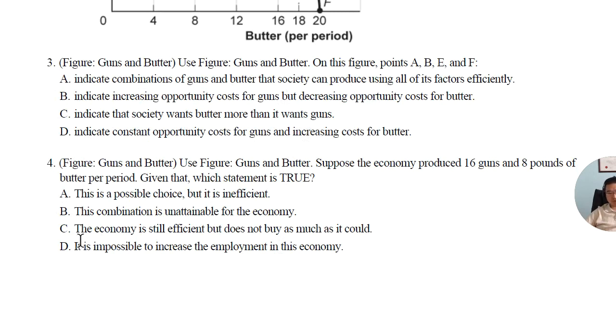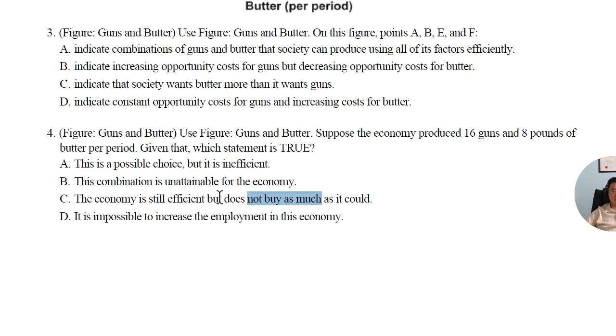Not enough resources. C, the economy is still efficient but does not buy as much as it could. It's not about the economy buying something. Okay, it's about production. We don't have exchanges yet.